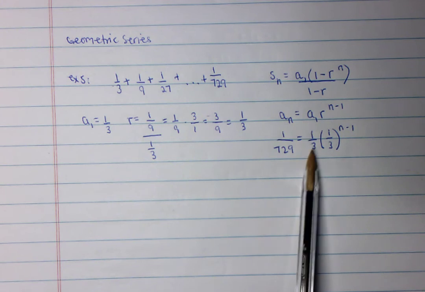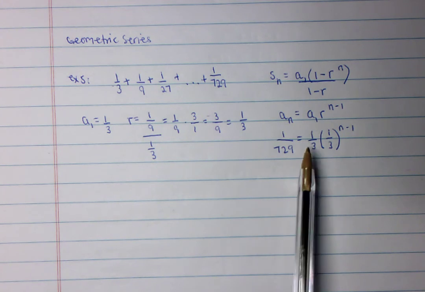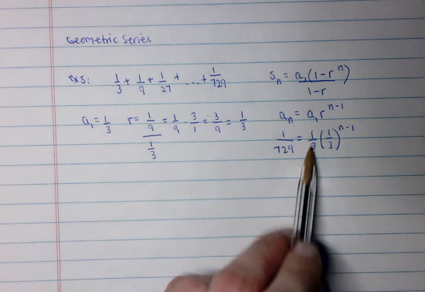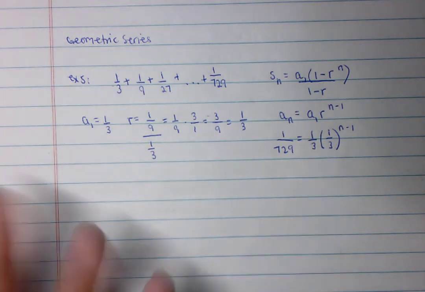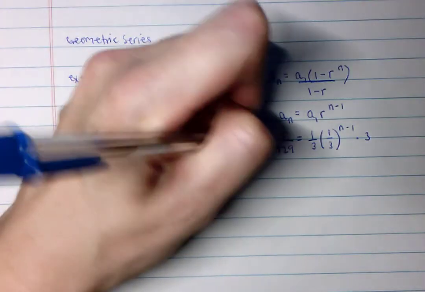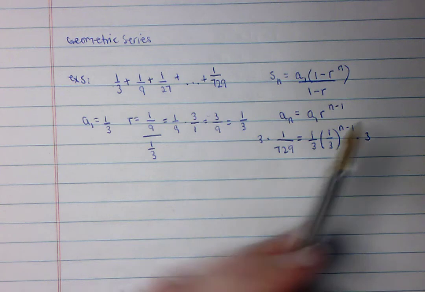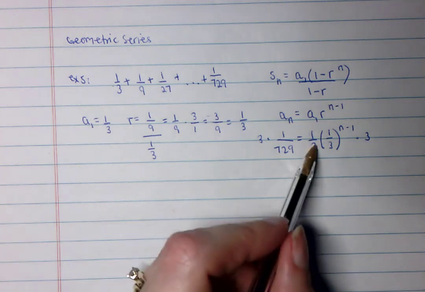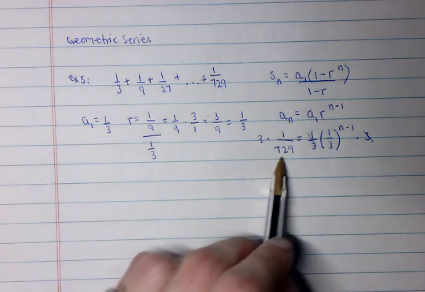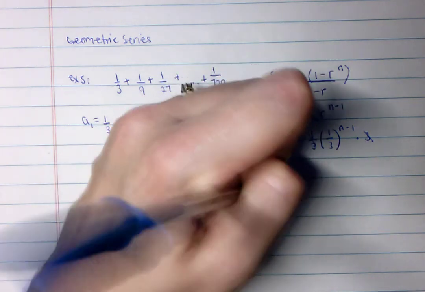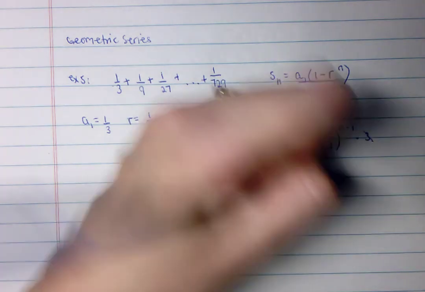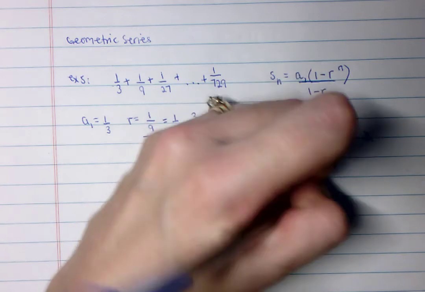by this term right here. Or you can think multiply by the reciprocal. If I were to multiply by the reciprocal of 1/3, it would be 3. I'd be multiplying both sides by 3. And by doing that, I'm going to be getting rid of this 1/3. So now I have 3 over 729 equal to 1/3 to the n minus 1.